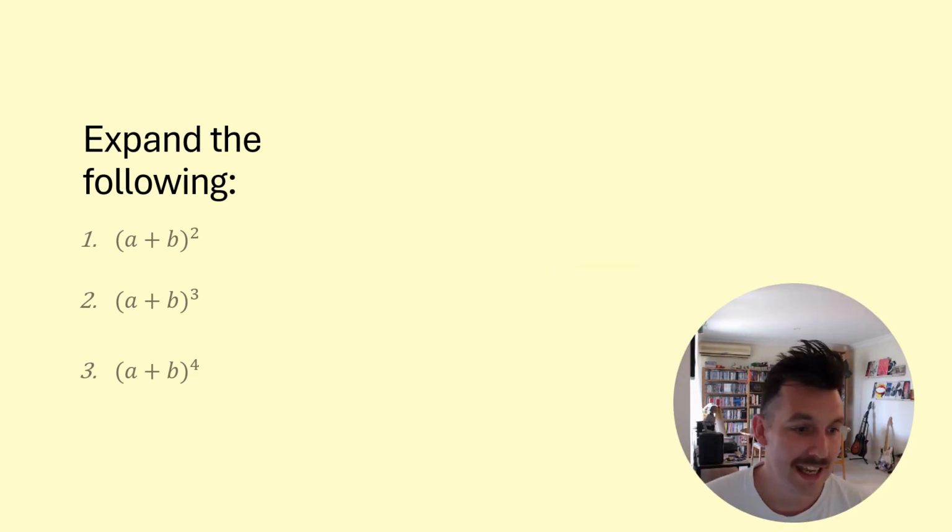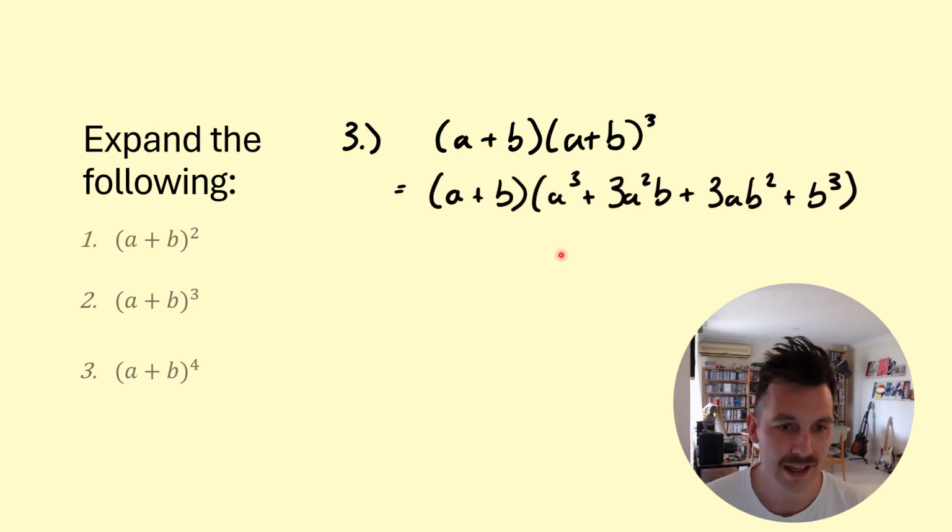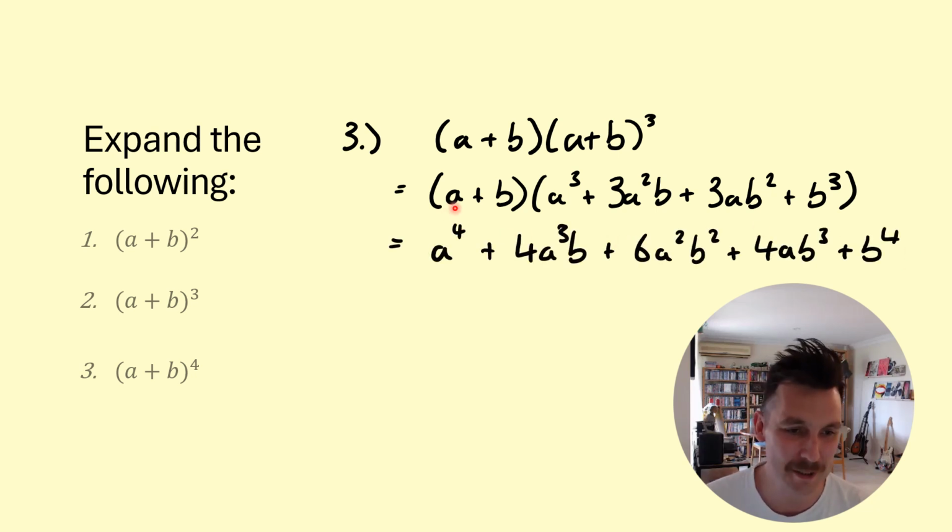Now, if we continue this to question number 3, we can find a plus b to the power 4 by taking our answer to a plus b cubed and multiplying a plus b through it. At this point, we can do it, but it's starting to get a bit irritating. After expanding and simplifying, this is the answer we would come up with: a to the power 4, 4a cubed b, 6a squared b squared, 4a b cubed plus b to the power 4.